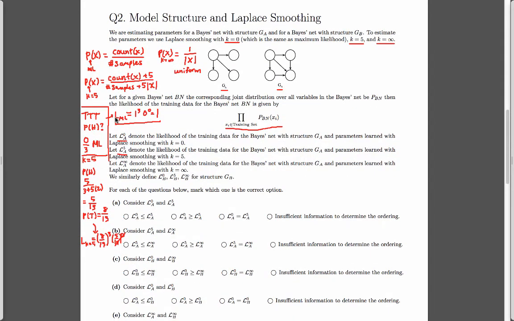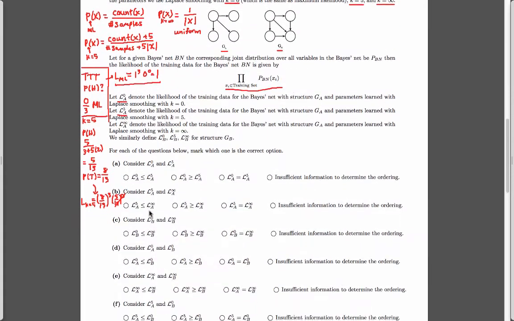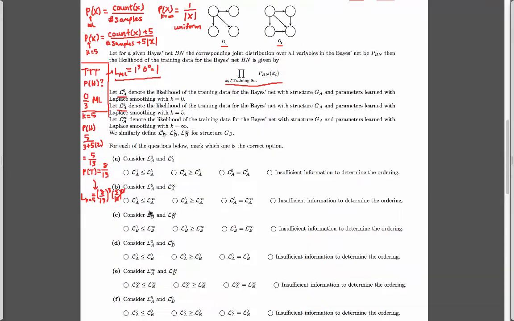However, if we were considering the likelihood of our test data, it might be true that actually L(k=5) is higher on our test data, but we don't have access to our test data. We only have access to our training data, so we can't tell that. We can't guarantee that.